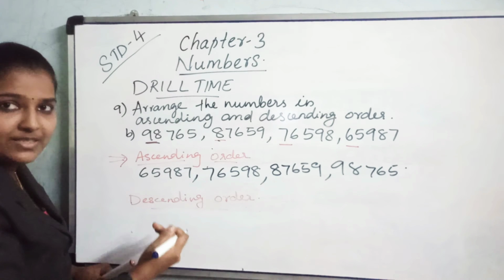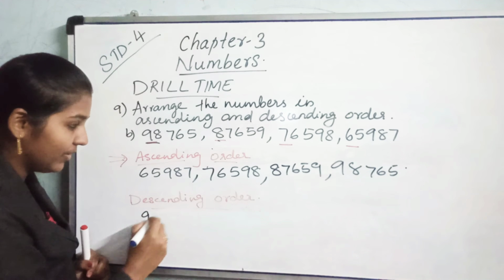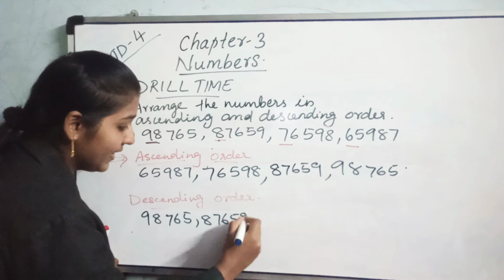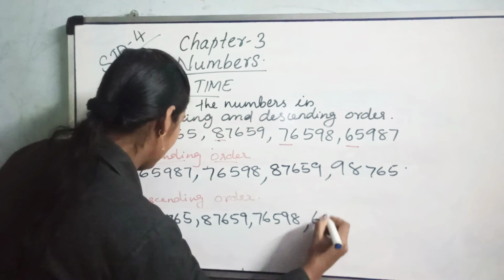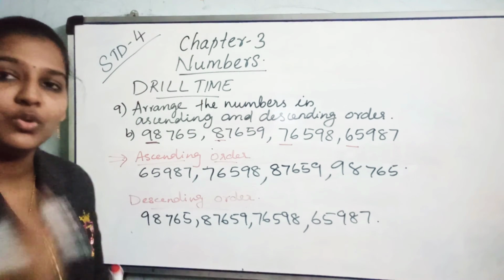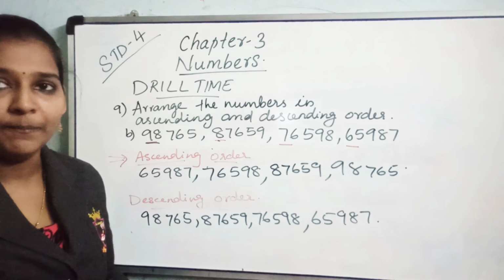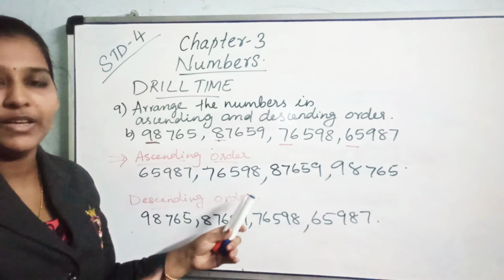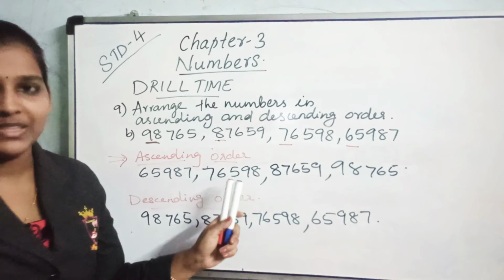Now you can reverse the same ascending order, then you will get the descending order. So the first number will be 98,765, 87,659, then 76,598, then 65,987. Okay. If you have any doubt in this, then you draw a place value chart, and after that you can answer it. When you draw the place value chart, it will be very easy for you to identify which is the greater one and which is the smaller one. Okay, children? Okay, now let's move to the next question.